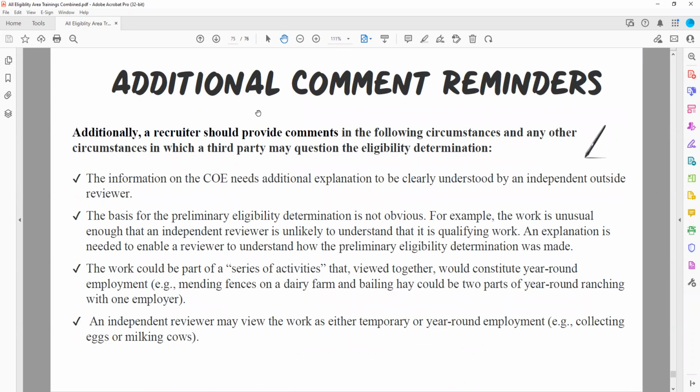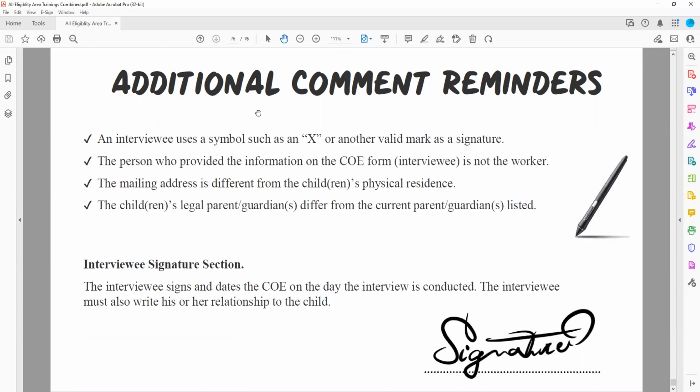So there are a few other reasons why you would provide comments. Maybe this COE just needs more information so that it makes sense to a reviewer. Maybe the work is unusual, and the reviewer might think, well, what is this? And you need an explanation. Maybe it's a series of activities that could be considered full-time work, but you're showing how this is still temporary. Or maybe the reviewer would think that the work was year-round, and you're explaining how this specifically is temporary.